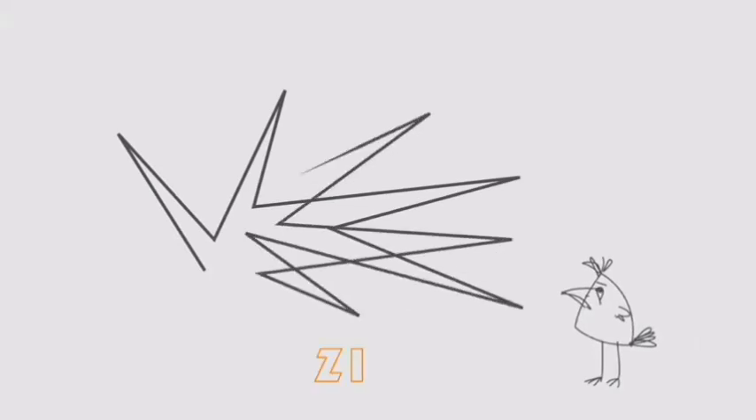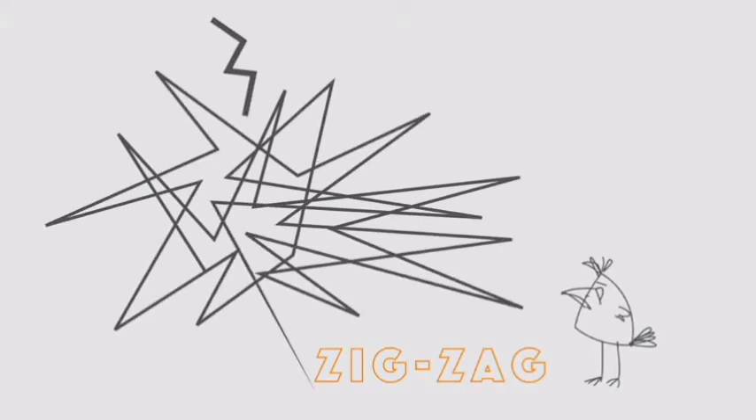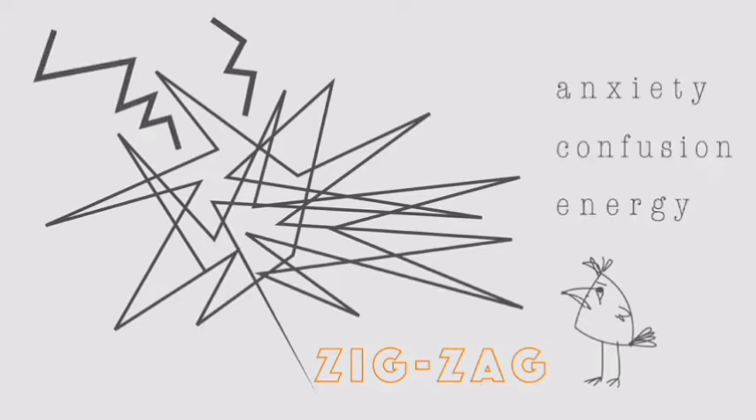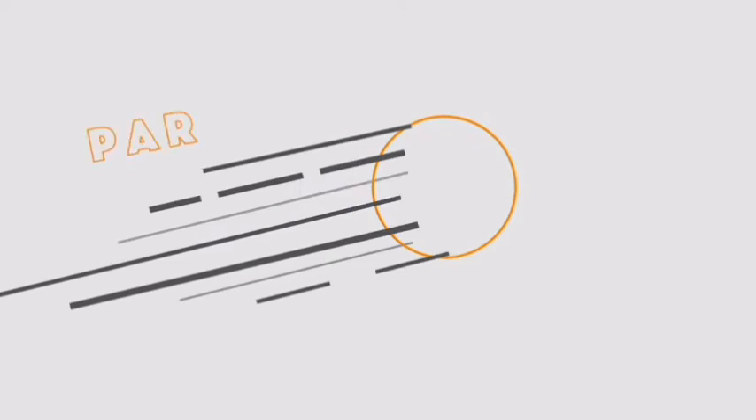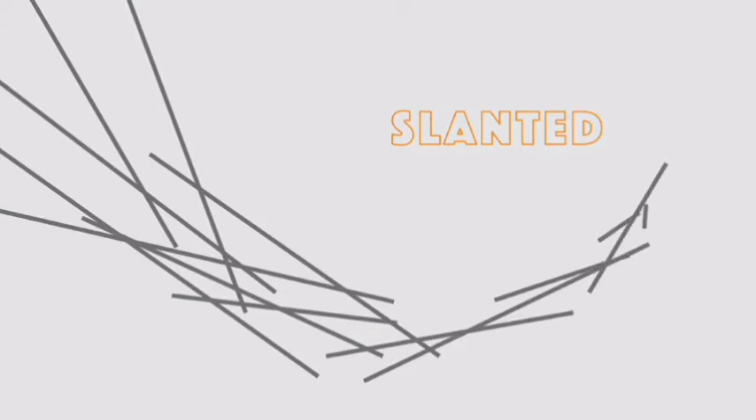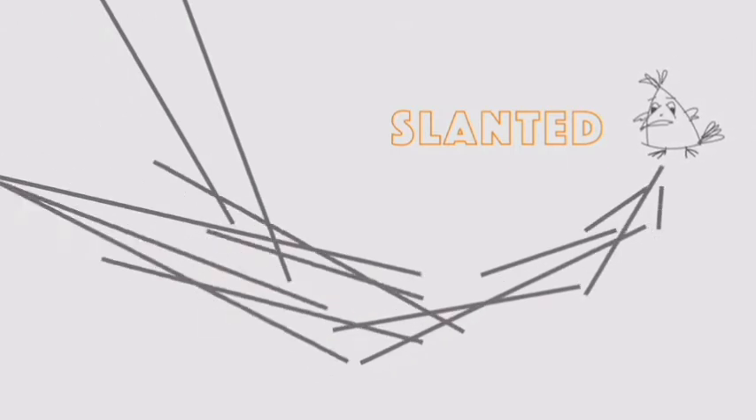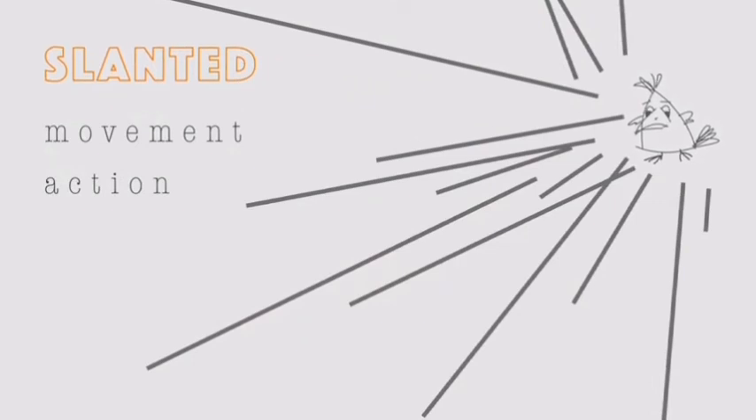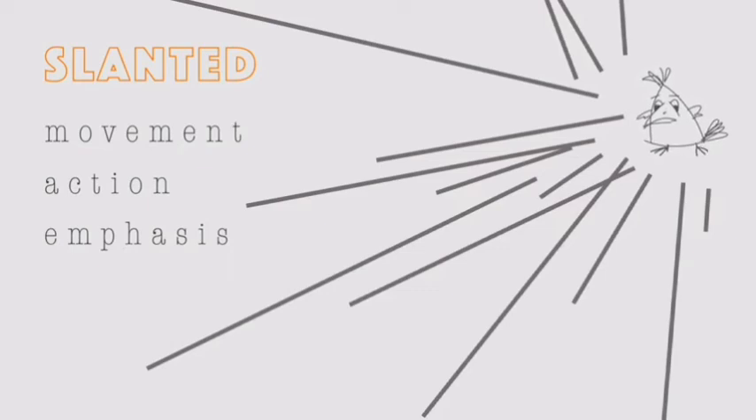Here is a line that creates all kinds of energy. Zigzags can suggest anxiety and confusion or excitement and energy. It's all in the context. Parallel lines, especially if they're angled, give an impression of speed and movement. Slanted lines are also full of energy. They support movement and action in an artwork. They can also emphasize and lead the viewer's eye to a specific spot in a picture.